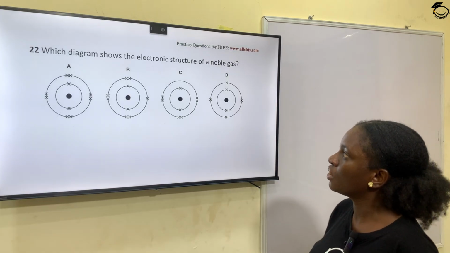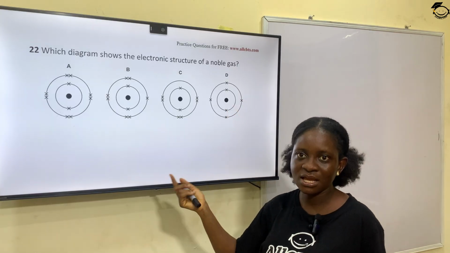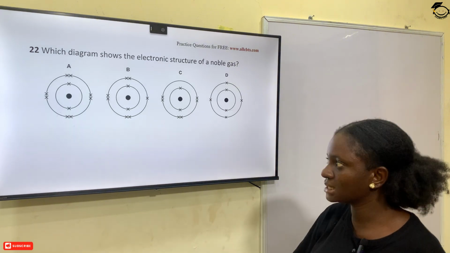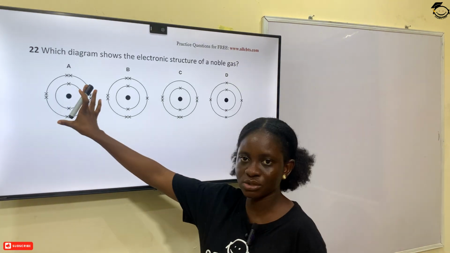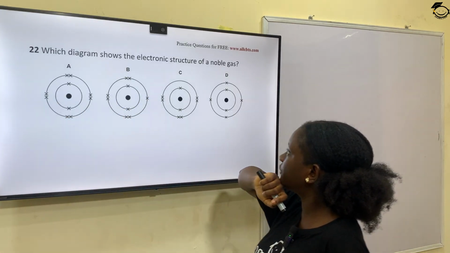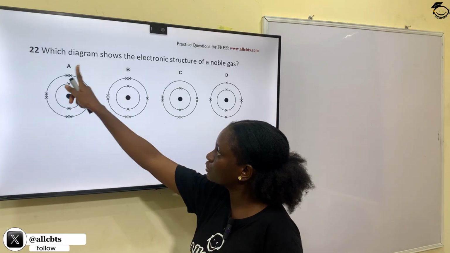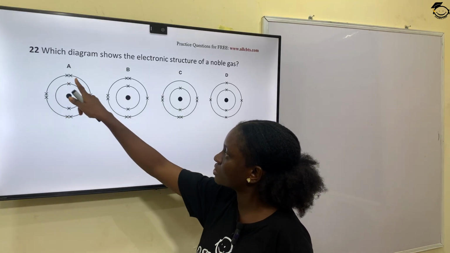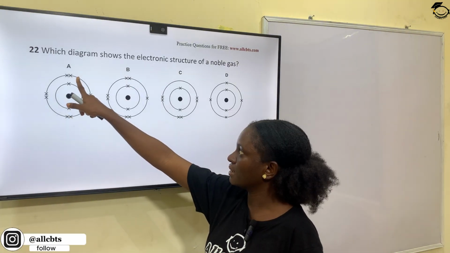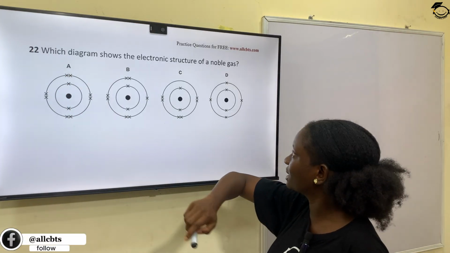Question 22. Which diagram shows the electronic structure of a noble gas? For a noble gas, you see their outer shell, they have the complete electrons on the outer shell. They obey the octet rule, they are complete. So from this, looking at these options that are provided, the only option with the outer shell with complete 8 electrons is option A. So the answer is option A.